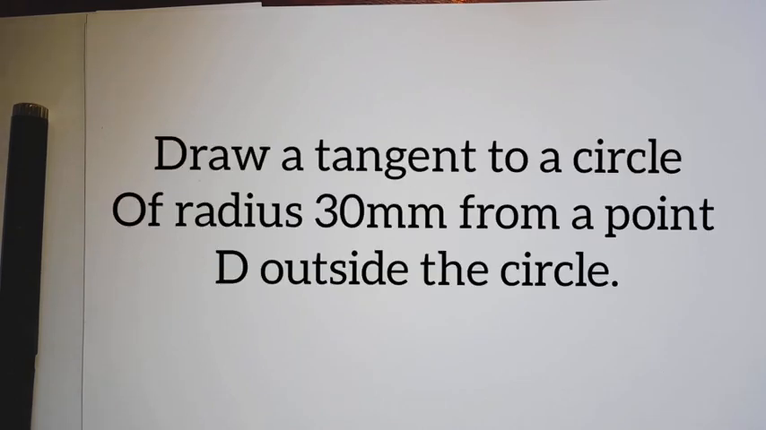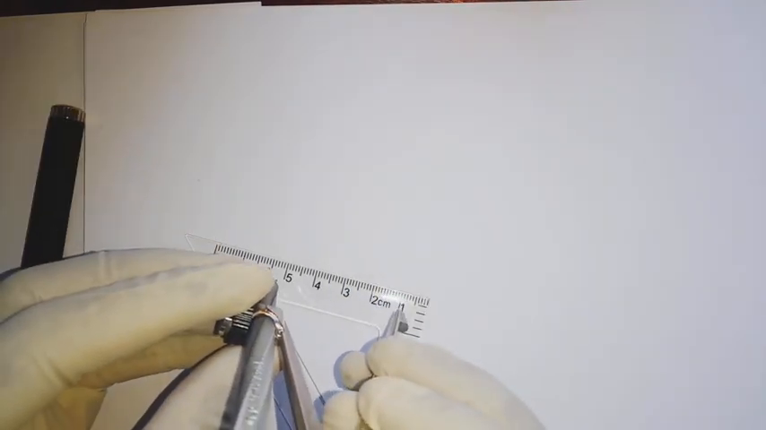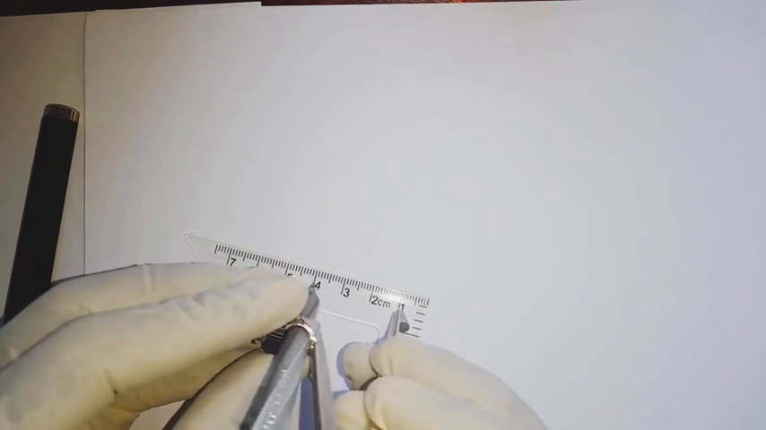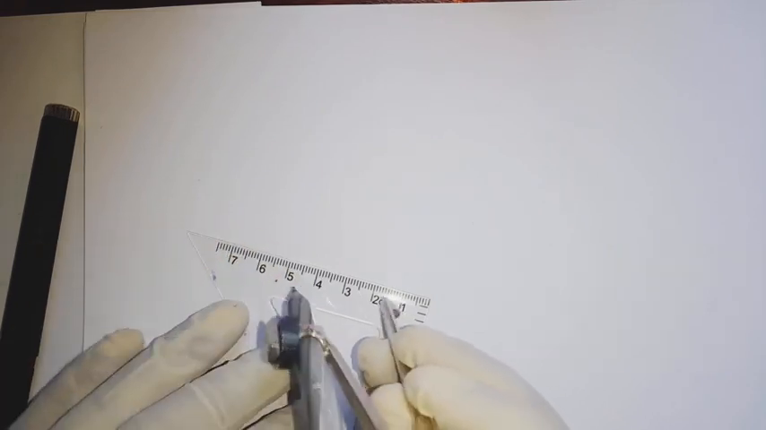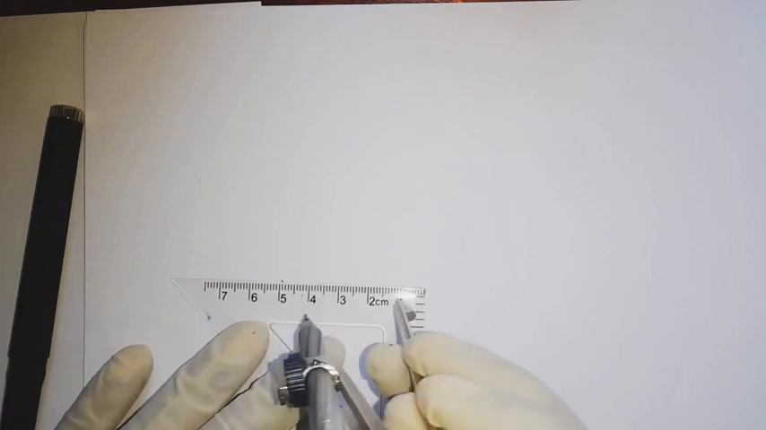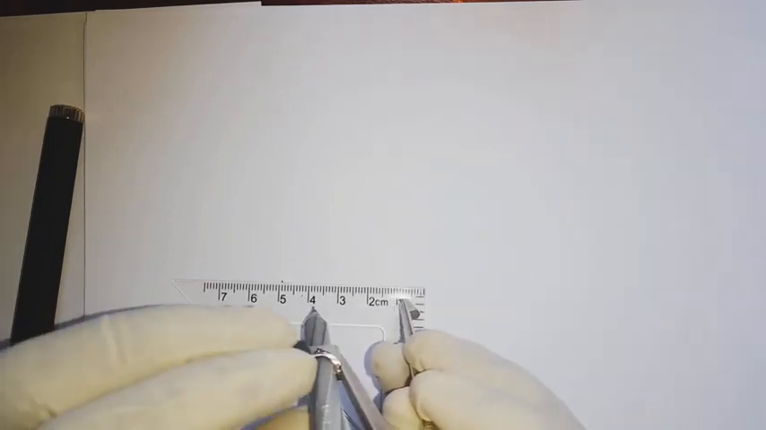Now, a question that we are going to handle is: draw a tangent to a circle of radius 30 millimeters from a point D outside the circle. So let's first of all draw a circle of radius 30 millimeters and see how we can draw a tangent. Now we can have our 30 millimeters, picking it from here. That's 10, 20, 30. Then we just draw. So let's confirm our measurement.